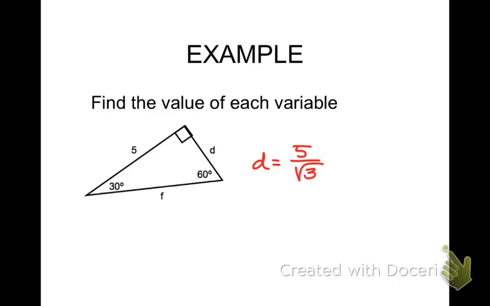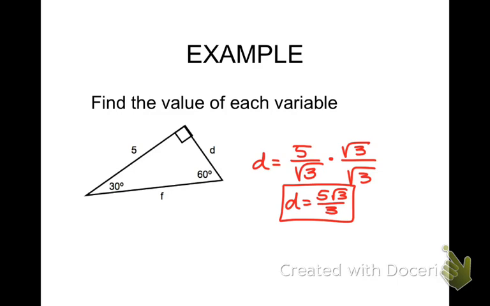How do we do that? Multiply by the square root of 3, top and bottom. So what are we going to be left with? 5 root 3 over 3. Perfect. So there's our D.